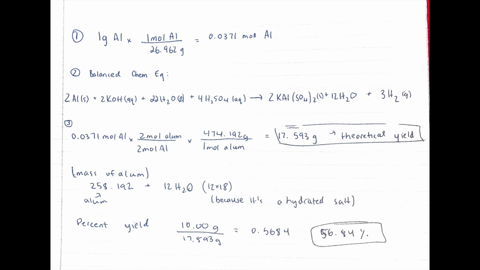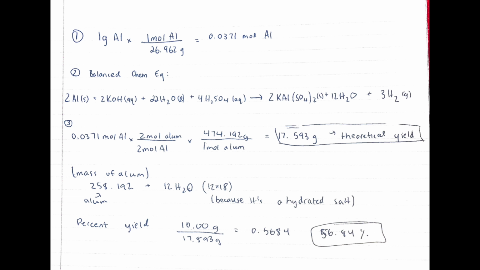A quick note on the molar mass of alum. We have the actual molar mass of alum, which is 258.192, but we have to consider the 12 H2Os because it's a hydrated salt. So we factor that in to get the new molar mass of 474.192.